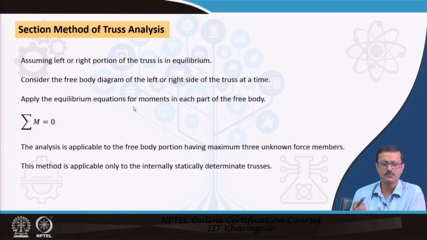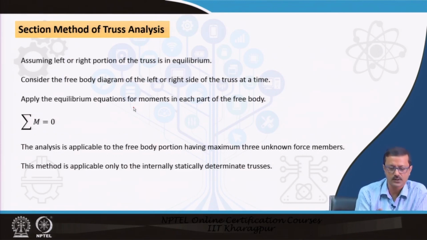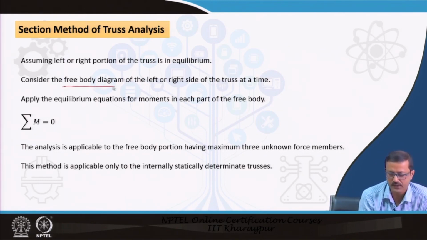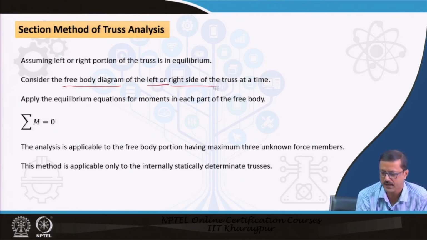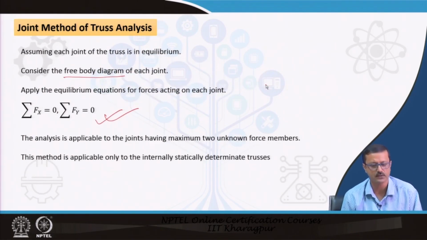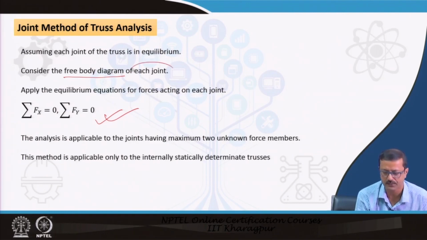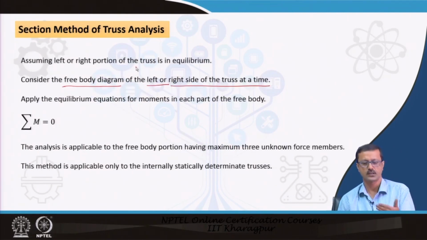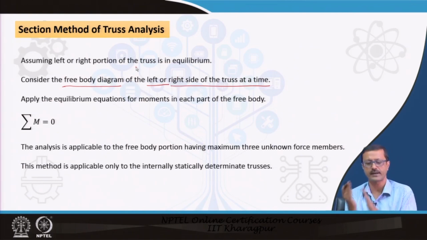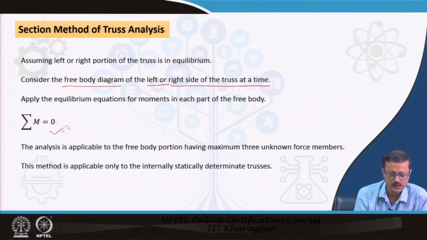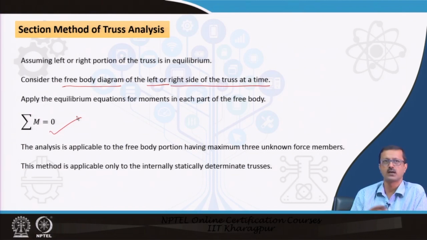And in case of the section method, we will break the truss into 2 parts, and we have to draw the free body diagram of the left or right side of the truss, whereas here we have to draw the free body diagram of each joint. So, it is only either the left side or the right side of the truss, and we will apply the equation sigma M equal to 0, the moment equal to 0, and we will try to find out the unknown forces also. So, we will discuss with some examples.